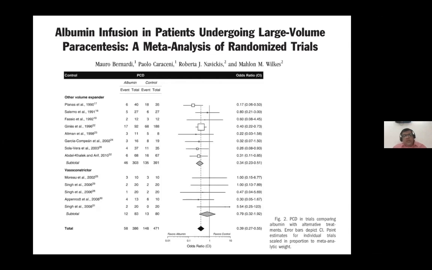The evidence for albumin as compared to vasoconstrictors is weaker. The meta-analysis did not show a huge difference, although there was a tendency towards favoring albumin, but it did not reach statistical significance, and the two were found to be comparable.